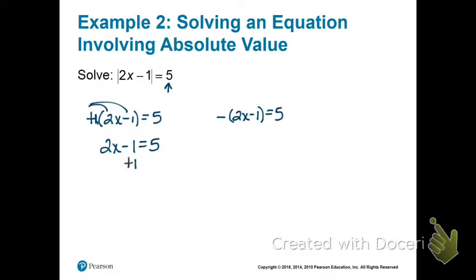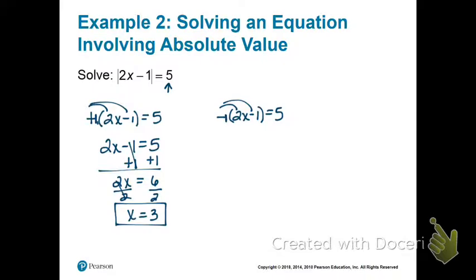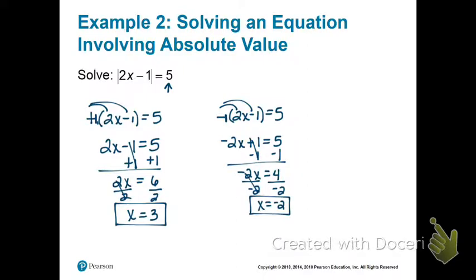So then solve this equation. 2x equals 6, divide by the 2, and we get x equals 3. Then we got the negative of the 2x minus 1, so we're going to distribute that negative, which is like a -1. Remember, when you distribute a negative, it changes the signs. So we got negative 2x plus 1 equals 5, and we're going to solve this equation. So we're going to subtract the 1, so negative 2x equals 4, divide by the negative 2, and we get x equals -2. And so there are our 2 solutions.